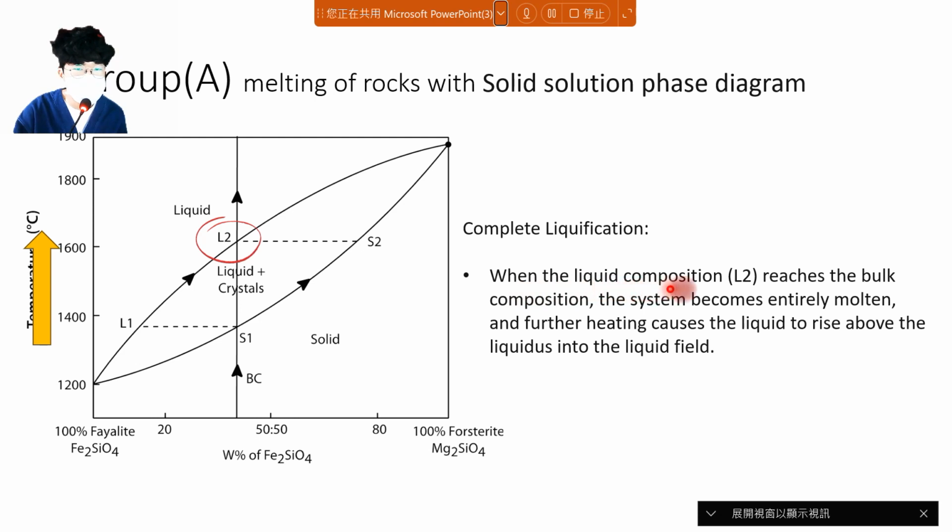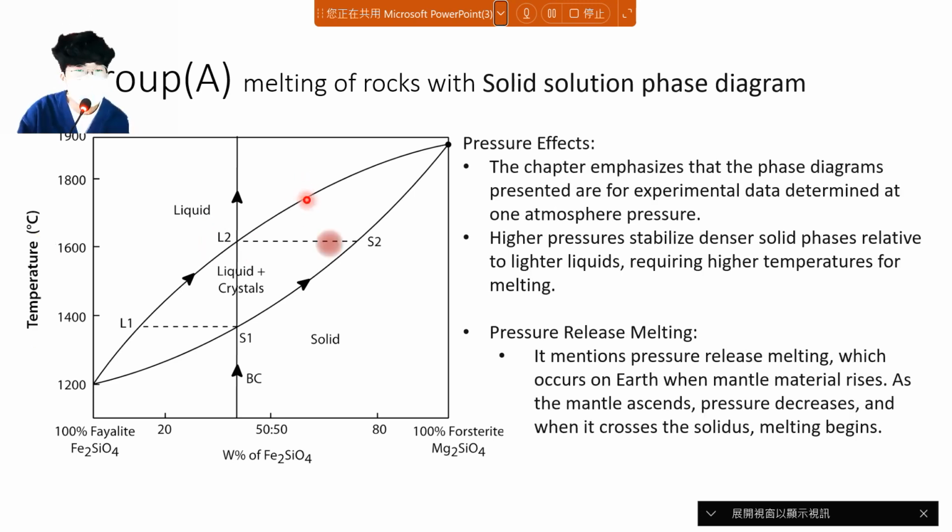When the liquid composition reaches the bulk composition, the system becomes entirely molten, and further heating causes the liquid to rise above the liquidus into the liquid field. The textbook emphasizes that the phase diagrams are for experimental data determined at 1 atmosphere pressure.